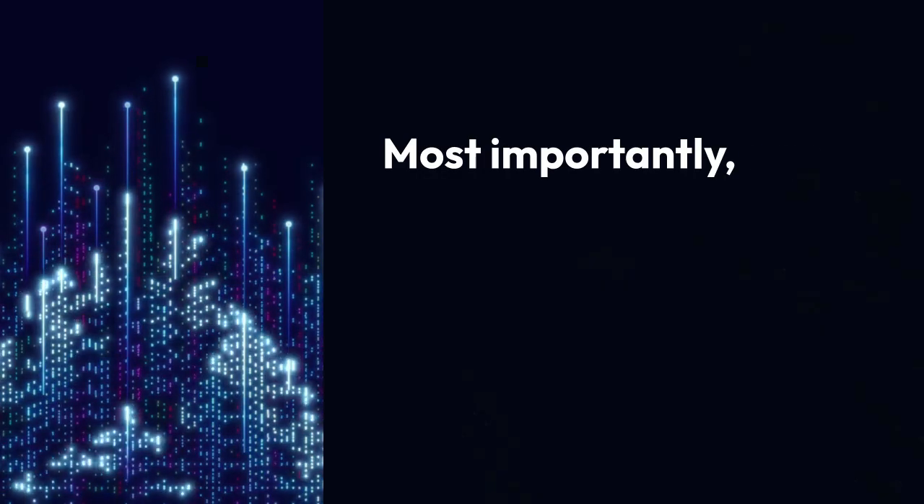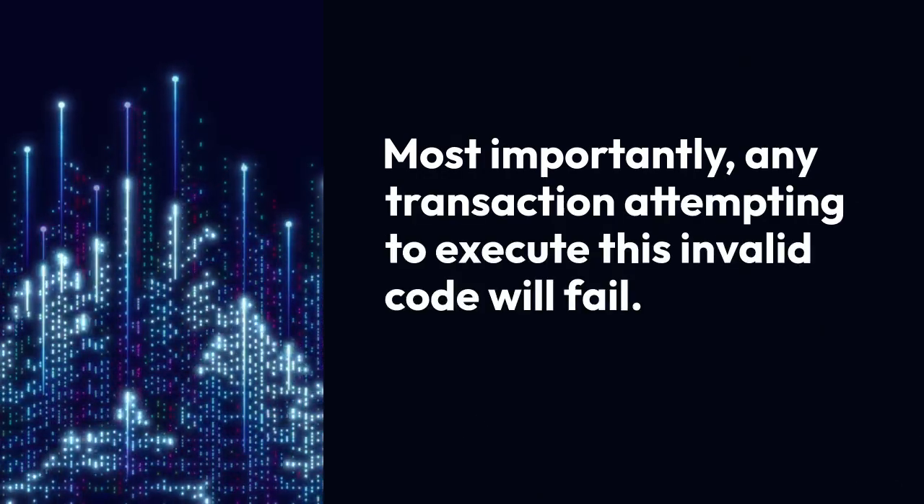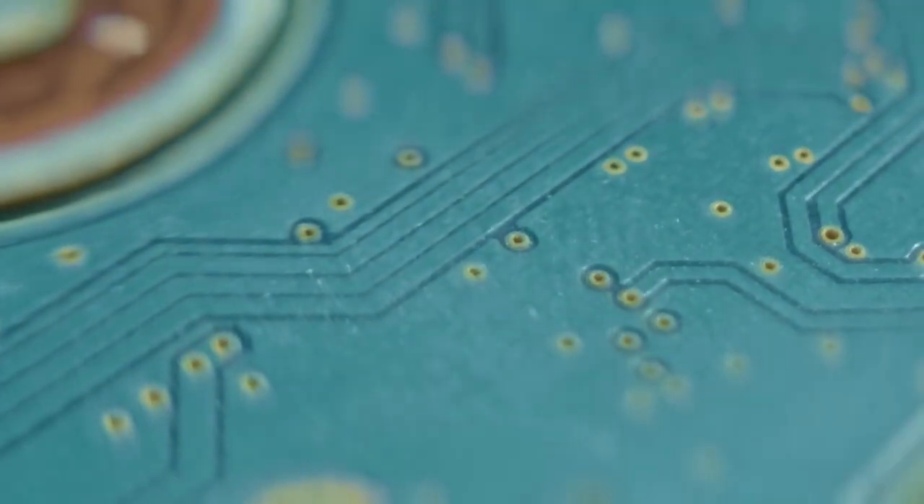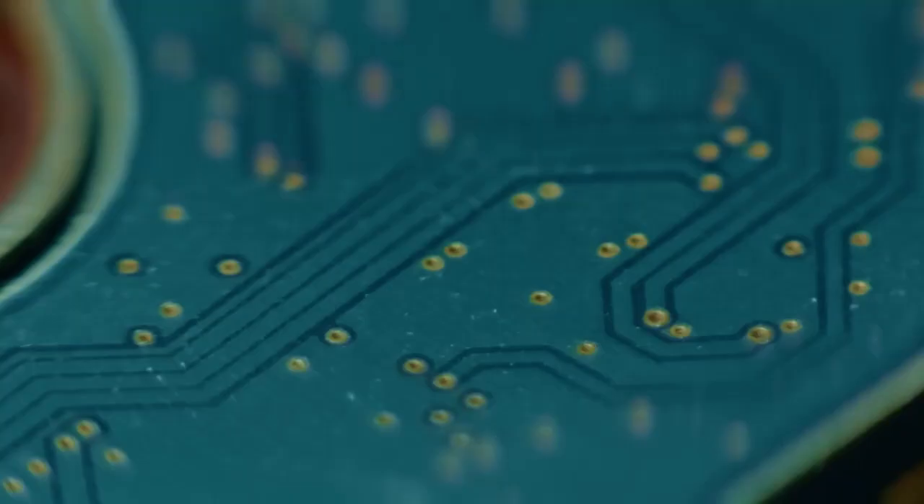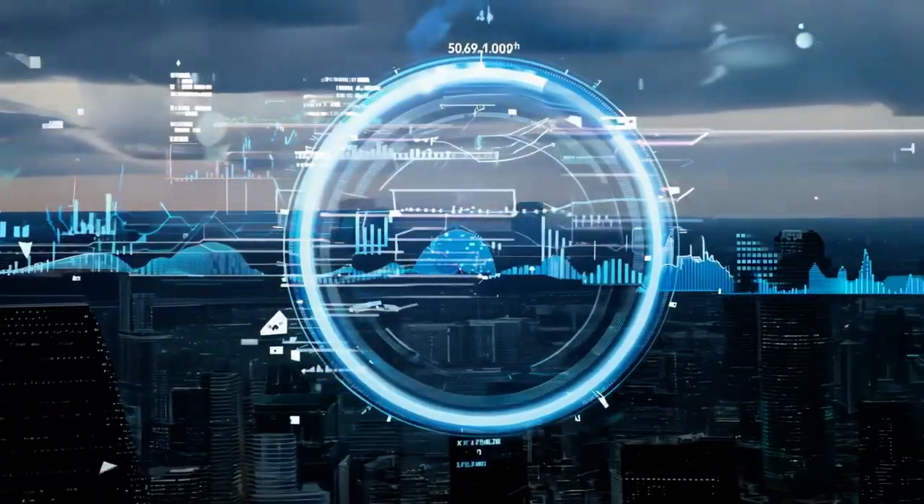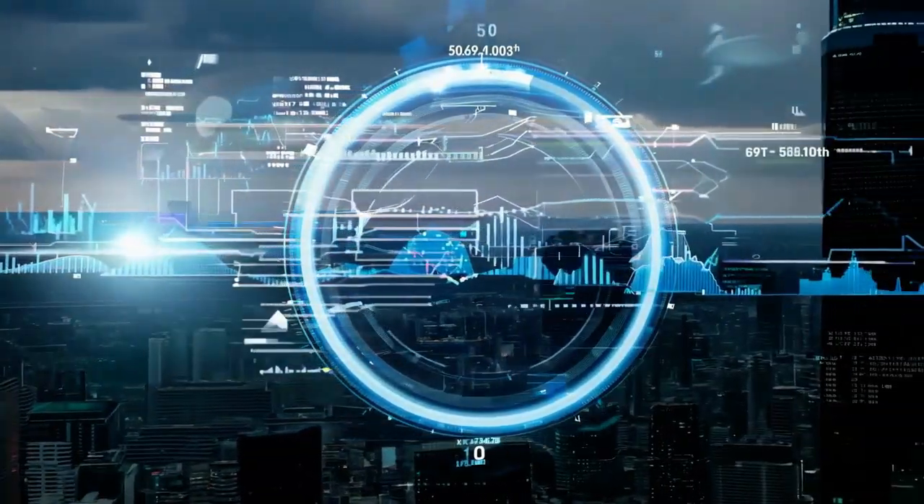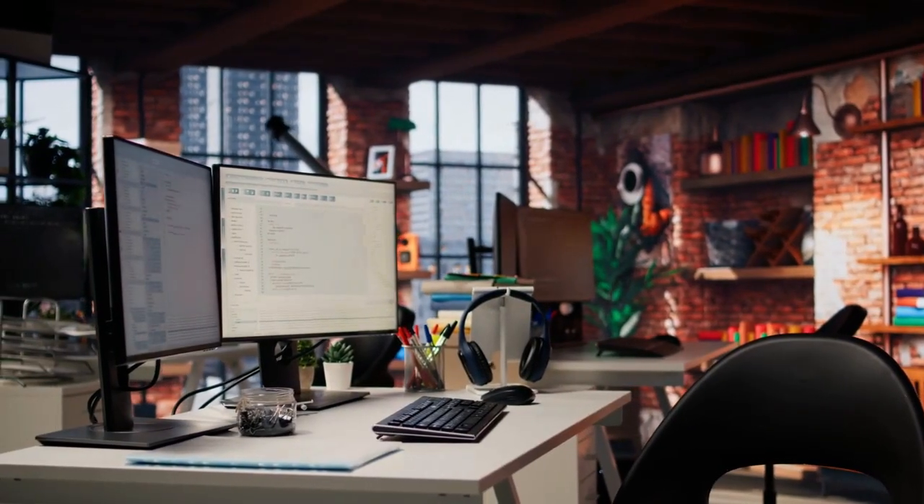When you see this error, what does it mean for you? Most importantly, any transaction attempting to execute this invalid code will fail. This means your transaction won't go through, and unfortunately, you will still lose the gas fees you paid for that failed transaction. If a deployed smart contract contains this issue, it simply won't function correctly at the point where the invalid opcode is encountered, making the contract unusable for its intended purpose.